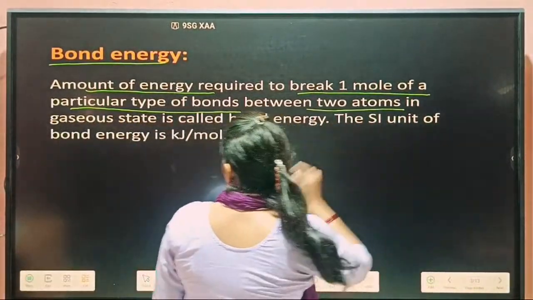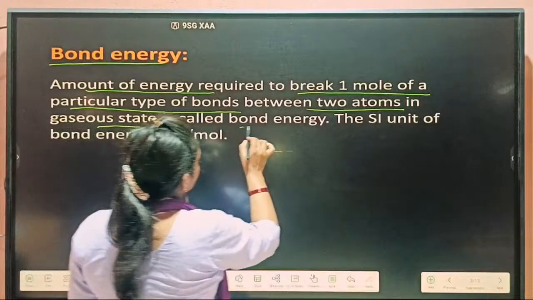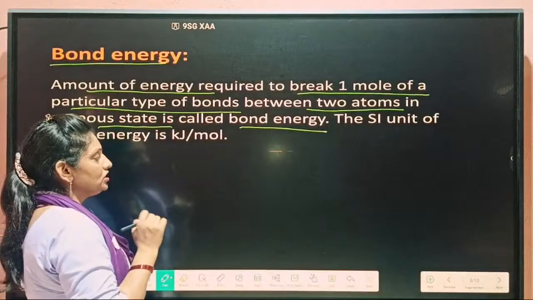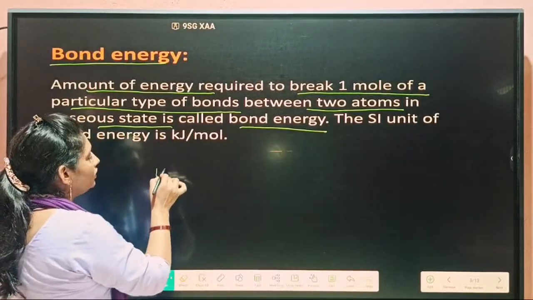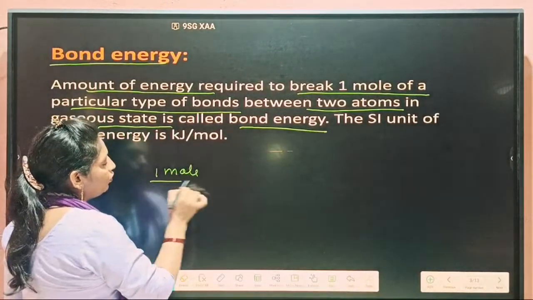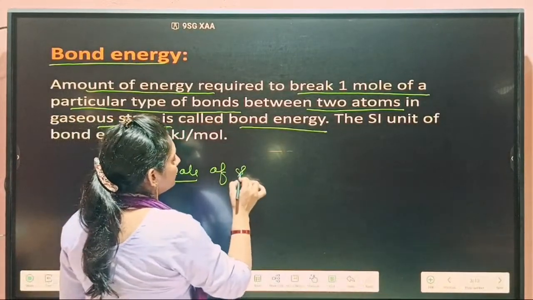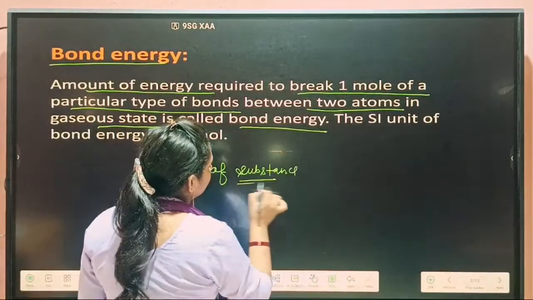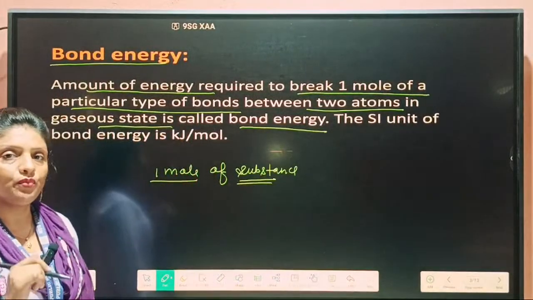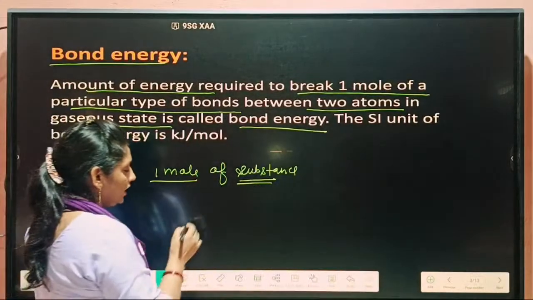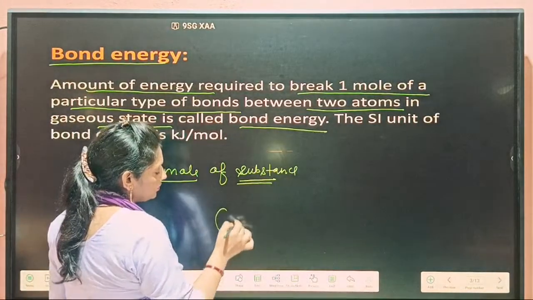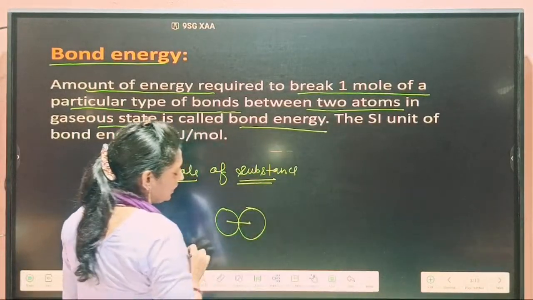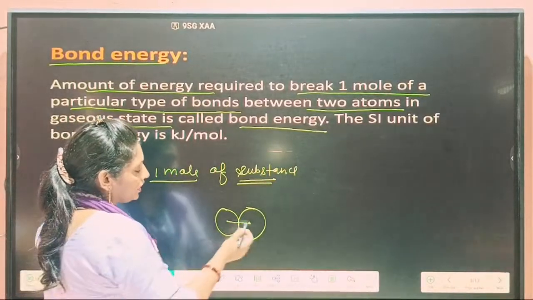Between two atoms in gaseous state is called the bond energy. Means, students, how much amount of energy is required for breaking 1 mole of the substance? For breaking 1 mole of the substance, how much amount of energy is required? That one is known as the bond enthalpy. Okay, students, if I talk about hydrogen, there is the internuclear distance between them. That is known as the bond length.